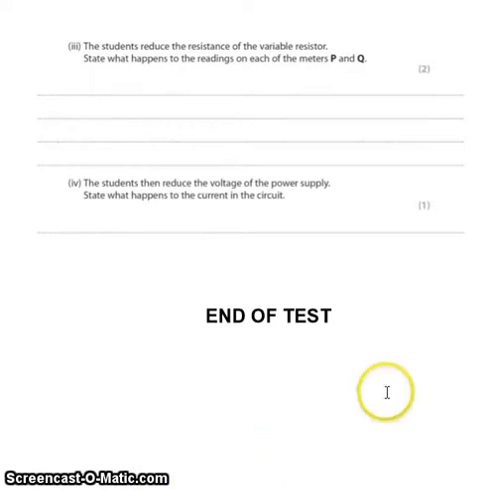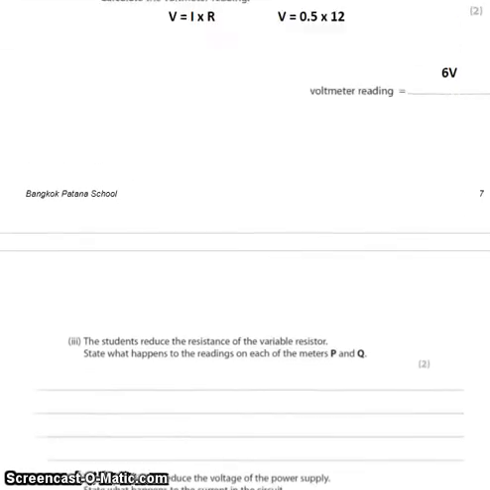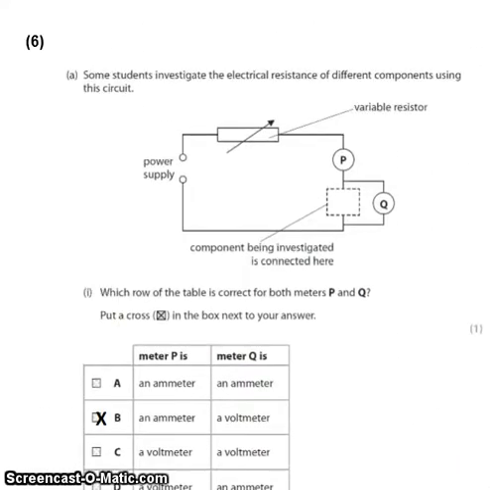Now they're only asking you to state what happens here, so it stays the same, it gets bigger, it gets smaller, but it would be nice if we could explain it as well. So let's go back and look at the diagram. So in the diagram here, we've got a variable resistor in series with the component and the ammeter. If we make the resistance on this variable resistor less, then more current is going to flow through this circuit.